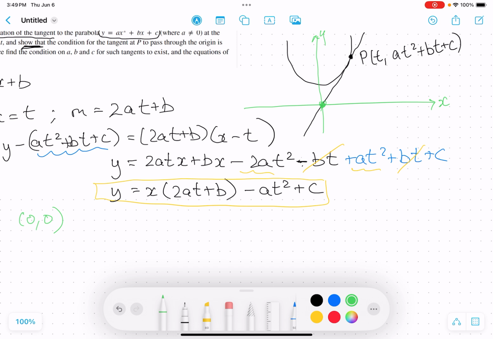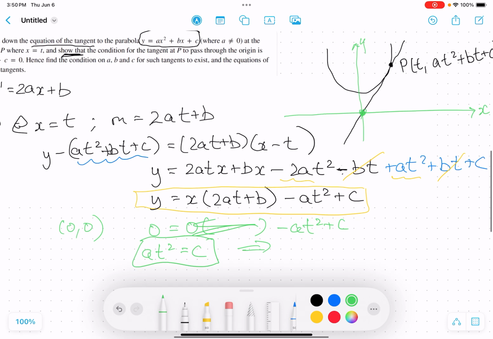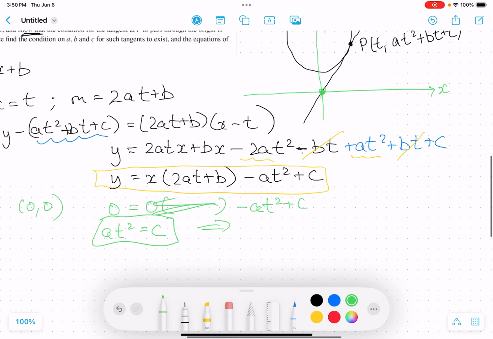Well, let's make it pass through 0, 0. So 0, 0, bracket, minus at squared plus c. So that's all 0 as well, because 0 times anything is 0. If I put at squared on the other side, I get c equals at squared. Or another way of saying that, of course, because this was a show that, is at squared minus c equals 0.